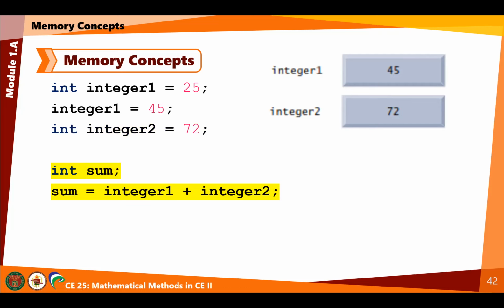So after this, int sum. So what does this do? So it makes a memory space named sum. Okay. And then you assign, so single equal sign, you assign integer 1 plus integer 2 in that sum. So wala na yung 25 ha, na-erase na yung 25. Yung integer 1 mo ngayon is 45 plus integer 2, 72. That's 117. Okay?